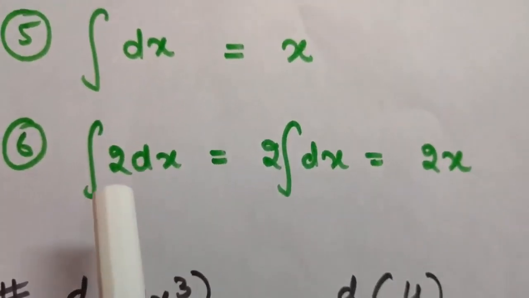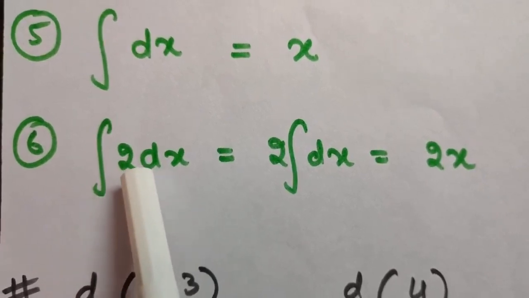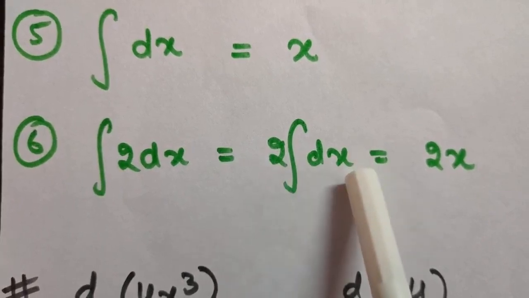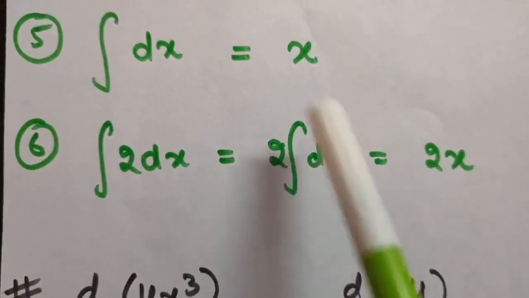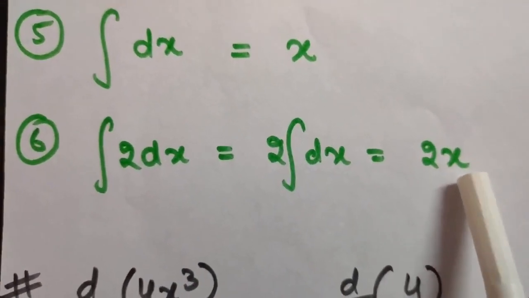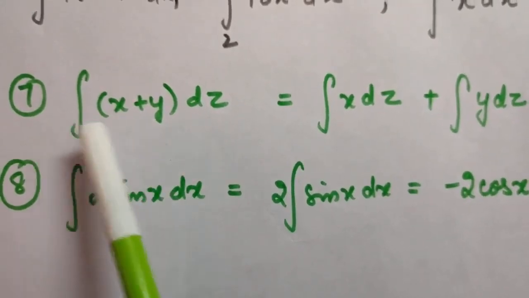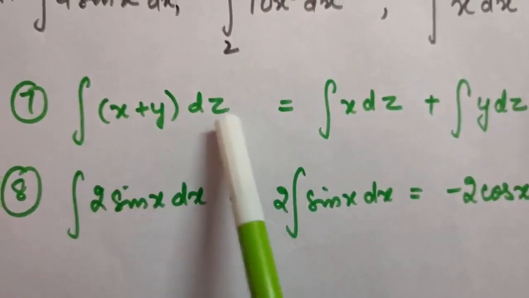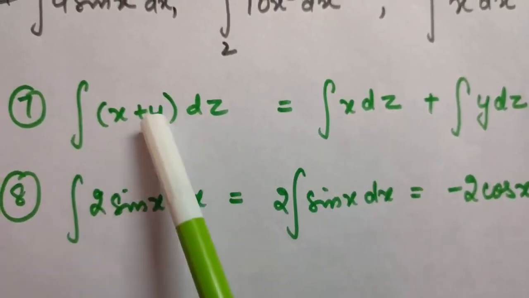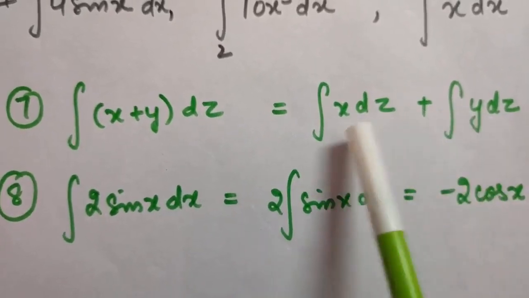Okay, next is integration of 2 dx, that is, only a constant is there. So 2, as you know, the constant will come outside. So 2 will come outside, integration of dx. Now integration of dx, you know, is equal to only x. So the answer will come to be 2 into x. Okay, so now if you have addition in the integrand, then again it will get divided into two parts, that is integration of x dz plus integration of y dz. Okay, it will just divide into two parts.